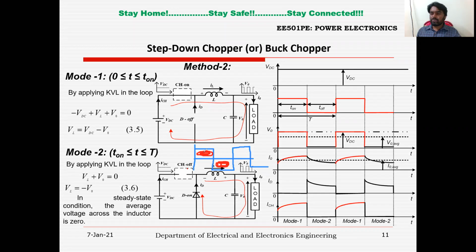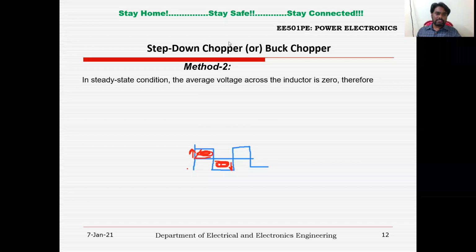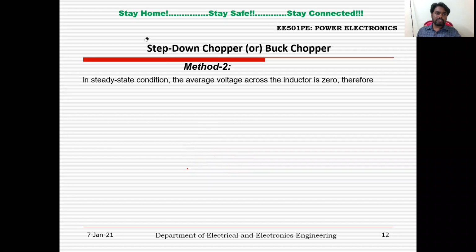Or you can say the volt-second balance principle. The time multiplied by this voltage should be equal to this time duration multiplied by this voltage. If you make them equal, the area under the curve will cancel and you will get the average voltage across the inductor equal to 0, right? So the same thing we are doing here. In steady state condition, the average voltage across the inductor is equal to 0. Therefore you can write VL equals 0.